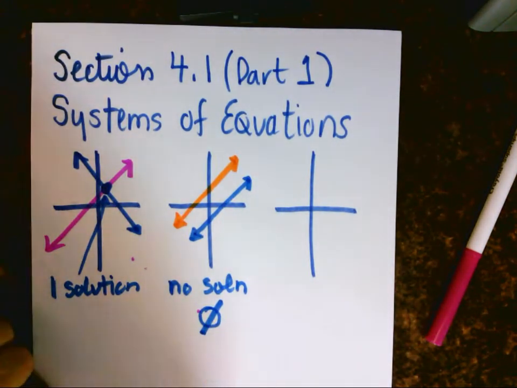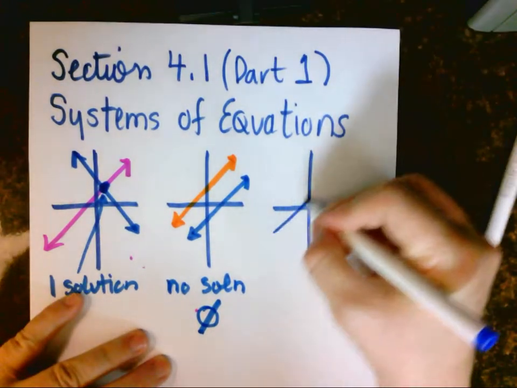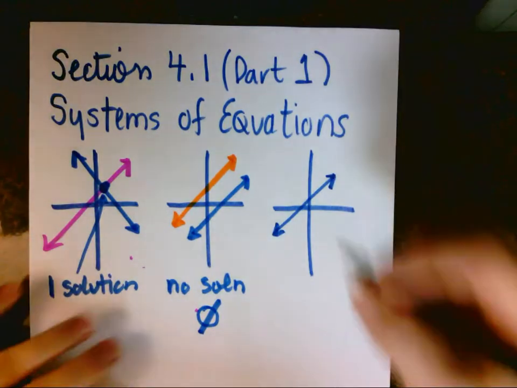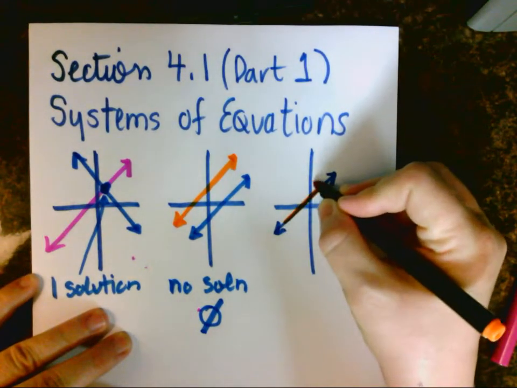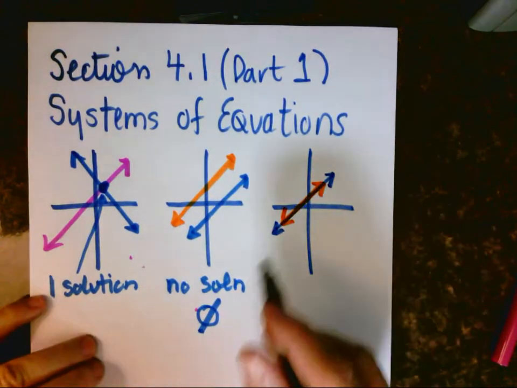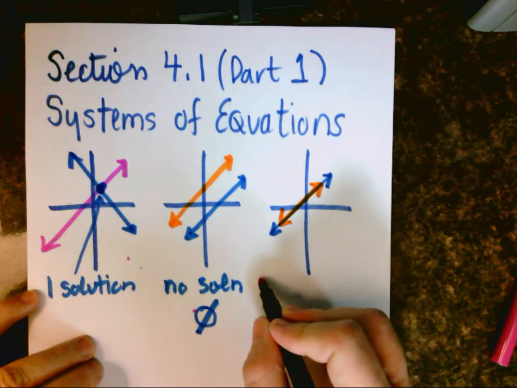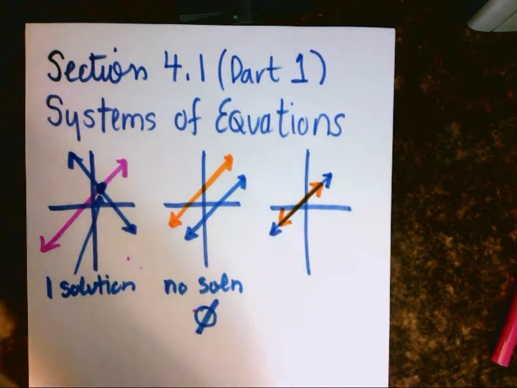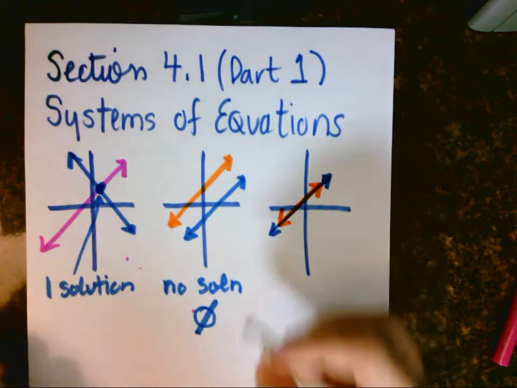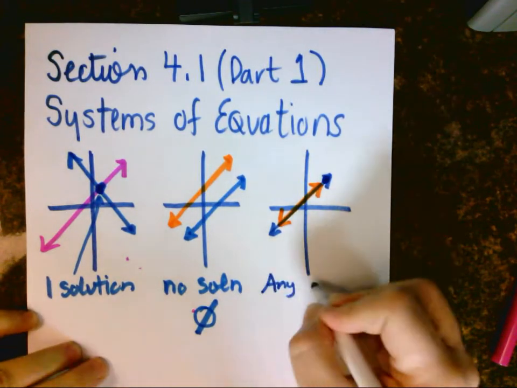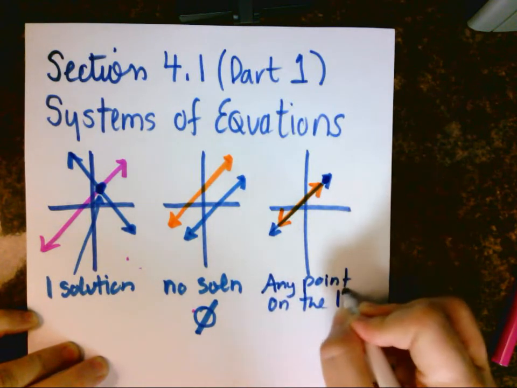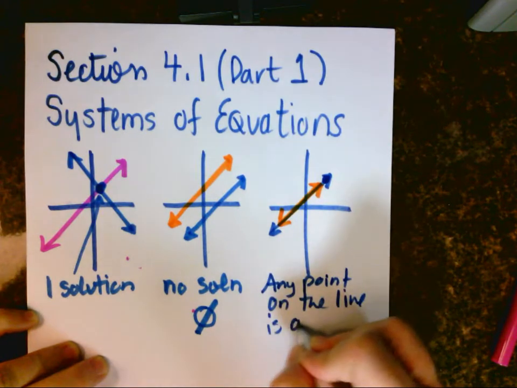Okay, the final possibility is that when you graph a line and then you graph the second line, the second line actually lands on top of the first line. They're the same line. And if that's the case, then any point on one of the lines is also on the other line, right? So any point on the line is a solution.